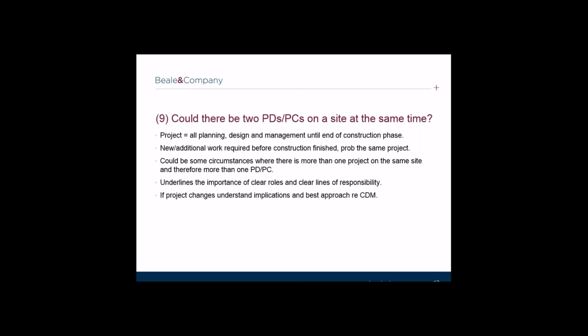Similarly, if two very different and separate projects are being carried out on the same site, there could be two different PDs or PCs on one site. The key thing to bear in mind when deciding the way forward in relation to whether you appoint a PD or a PC is whether each PD or PC is able to carry out its role as defined under CDM 2015 without being involved in the other project. For example, can the PD have control over the pre-construction phase? Or to do so, is it necessary for it to be PD on both projects?